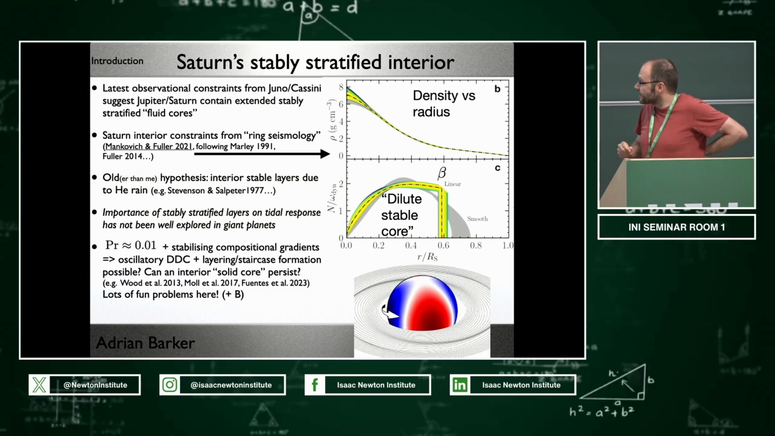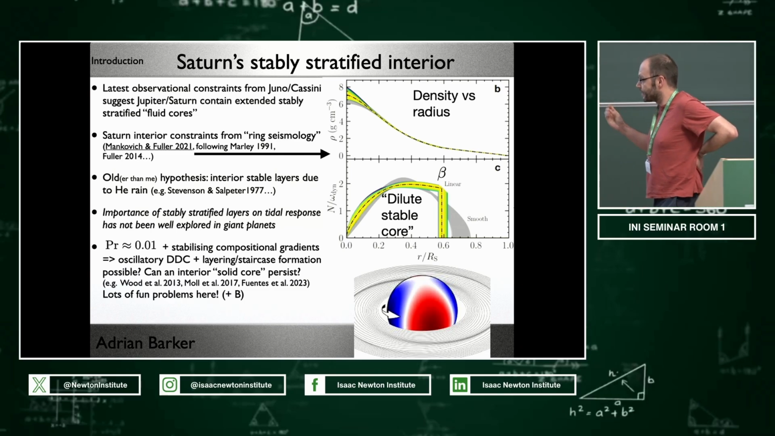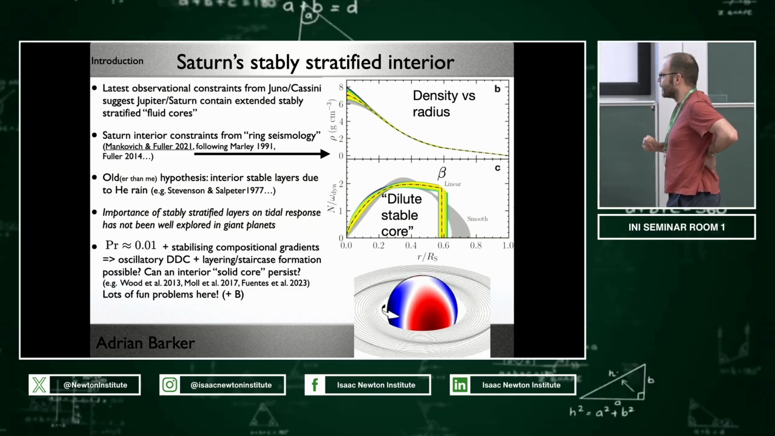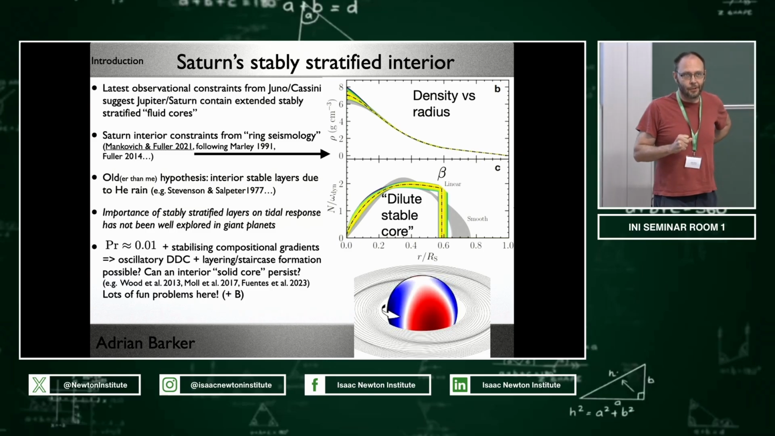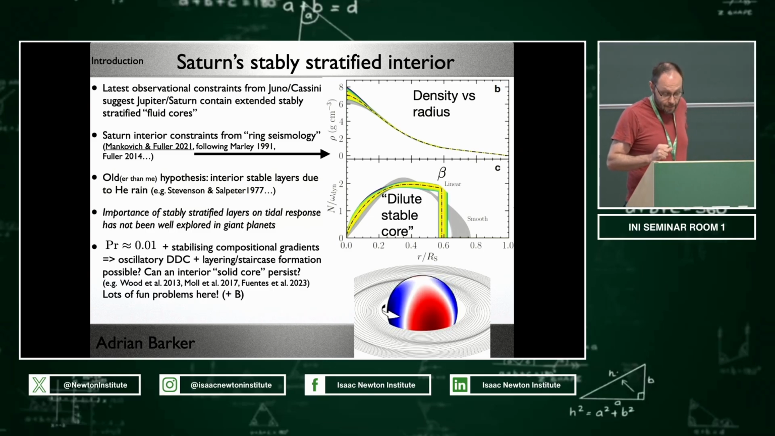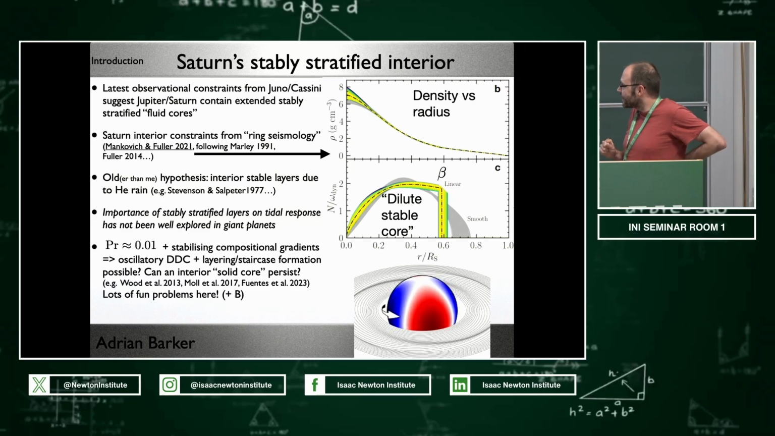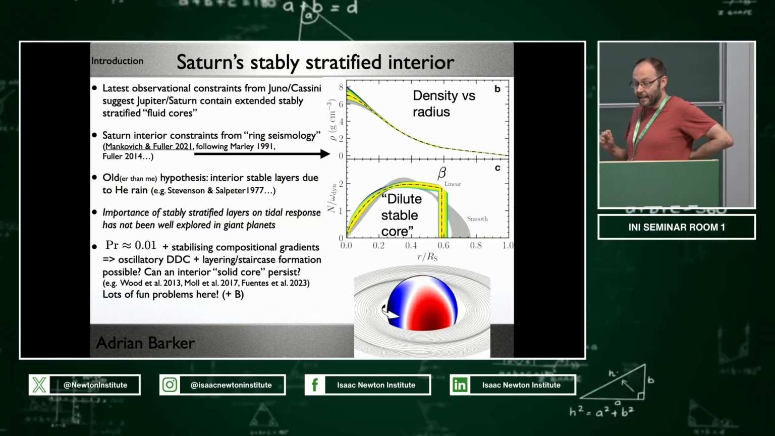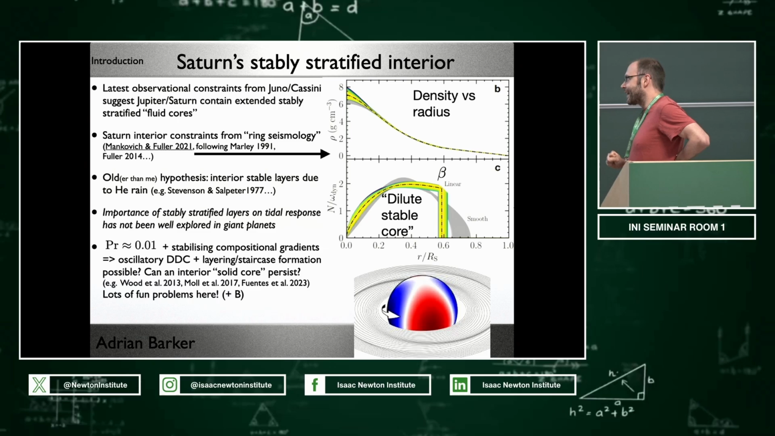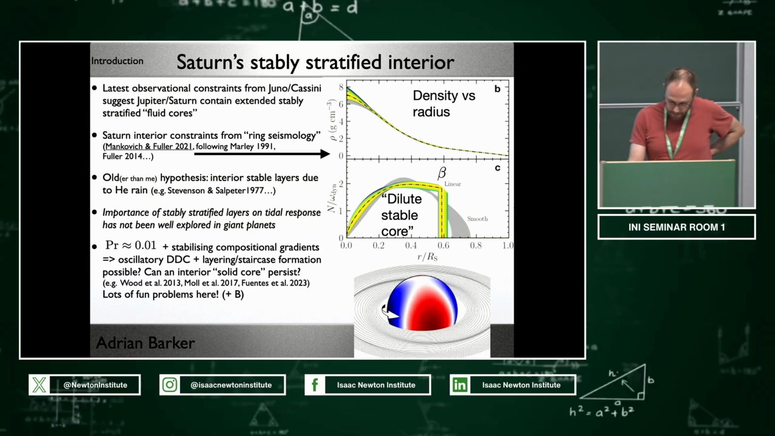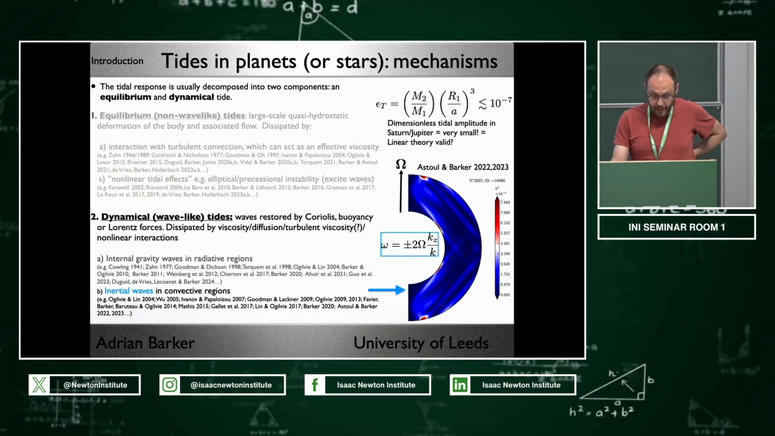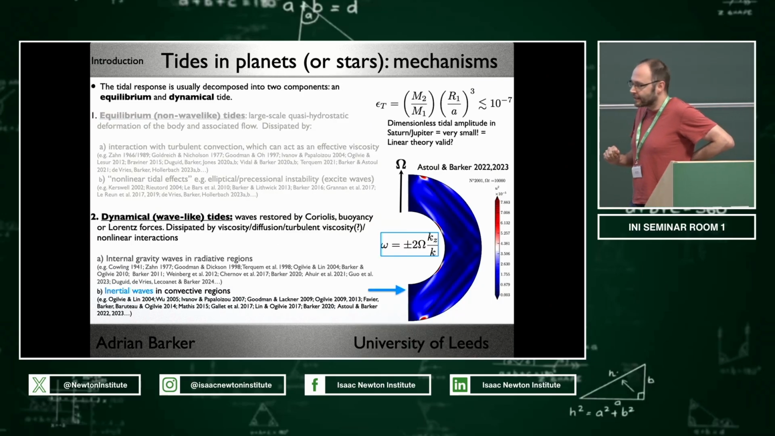And whether, if we do have a solid core at the interior, it can persist or whether it's eroded by the fluid motions. And that's without even discussing magnetic fields. So the impact of this stable layer on the generation of Saturn's magnetic field, the dynamo problem, hasn't been fully appreciated. So there's lots of unsolved problems here, but I'm only going to focus on the tidal response and looking at the effects of the stable layer on that.